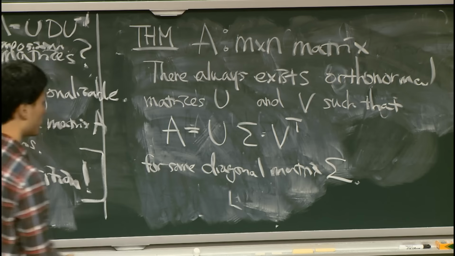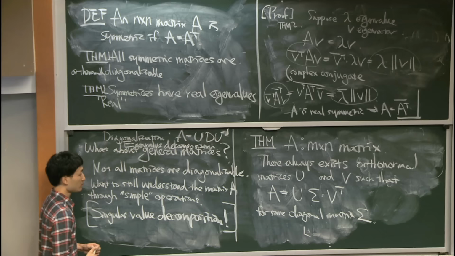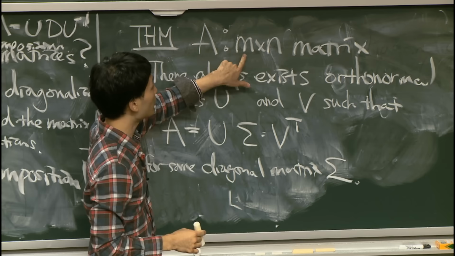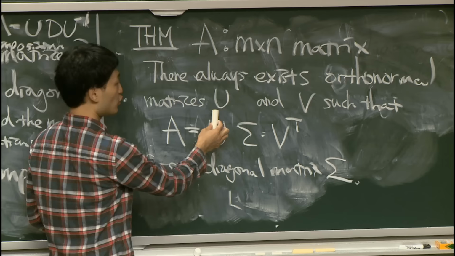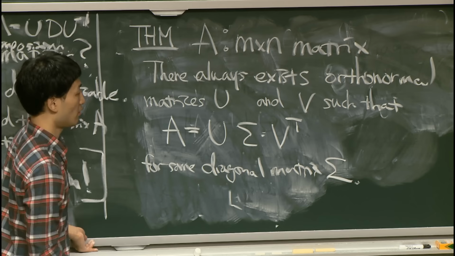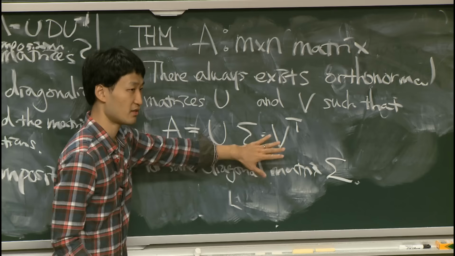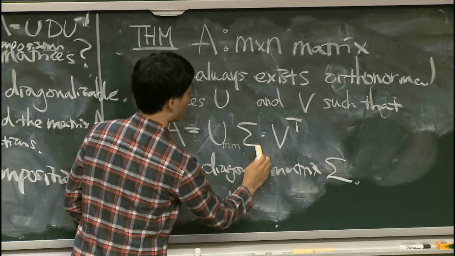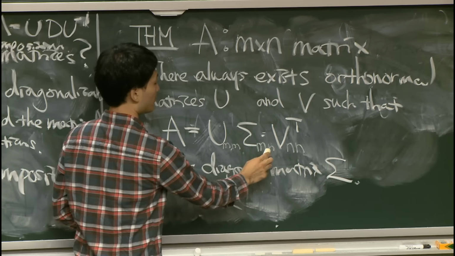Let me parse through the theorem a little bit more. Whenever you're given a matrix, it doesn't even have to be a square matrix anymore. It can be non-symmetric. So whenever you're given an m by n matrix in general, there always exist two orthonormal matrices, U and V, such that A can be decomposed as U times sigma times V transpose, where sigma is a diagonal matrix. But now the sizes of the matrices are important. U is an m by m matrix, sigma is an m by n matrix, and V is an n by n matrix. That just denotes the size dimensions of the matrices.